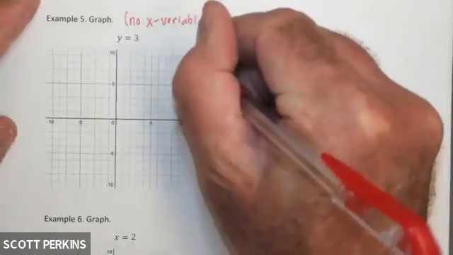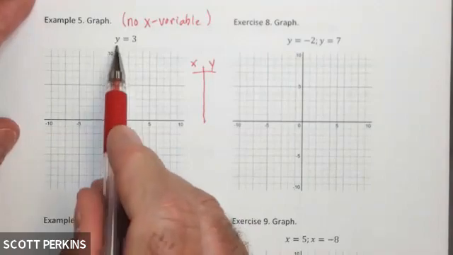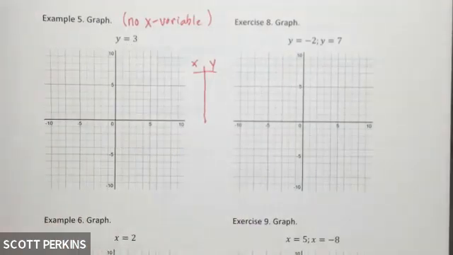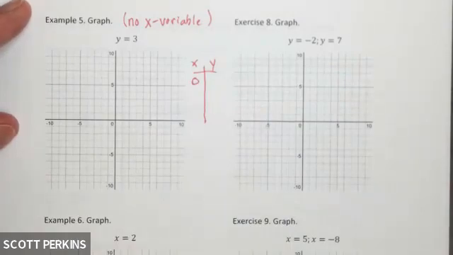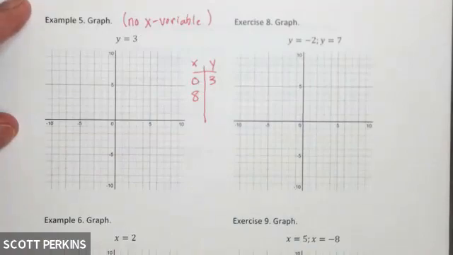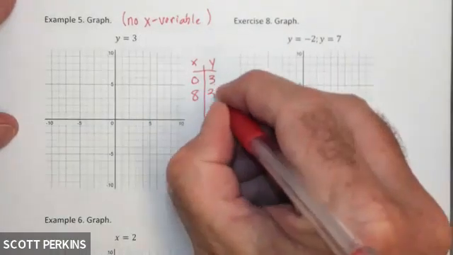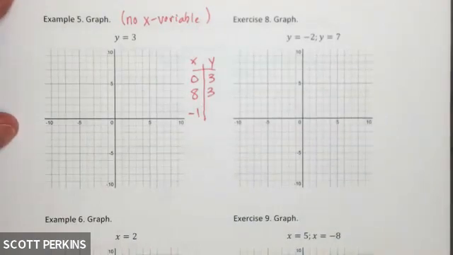So I'm going to make a little XY table here. And what this line says is no matter what, the y value's 3. So if I pick the x value 0, what's the y value that's going to be with it? 3. If I pick the x value 8, what's the y value that's going to be with it? 3. Any x value you pick. So -1, last one, what's the y value going to be? 3. For sure. The y value never varies.